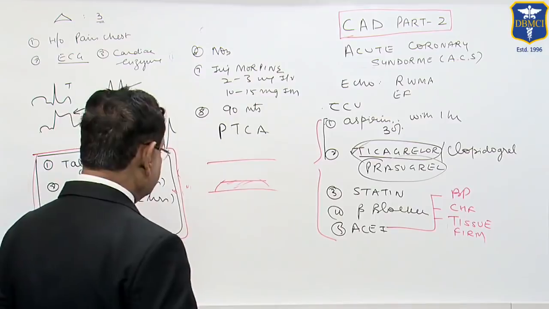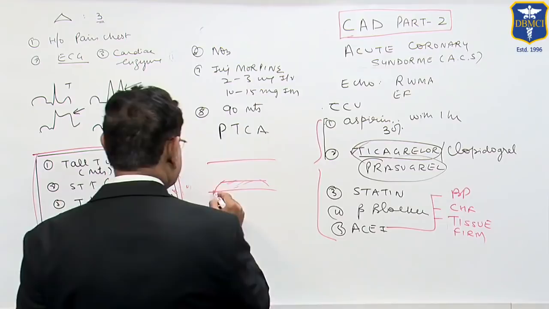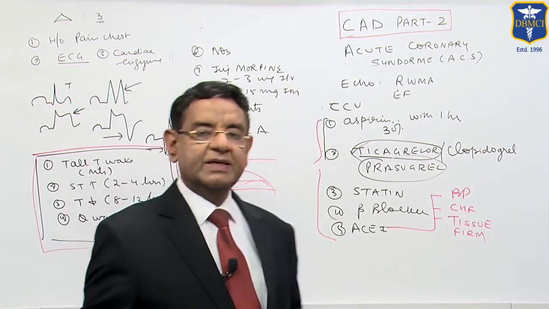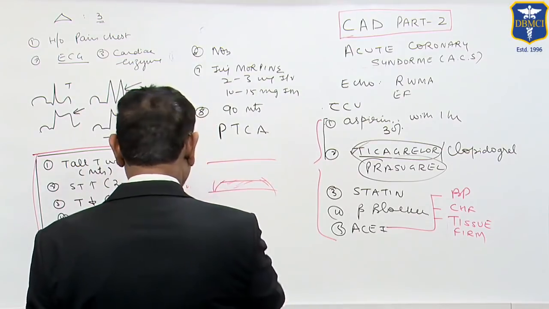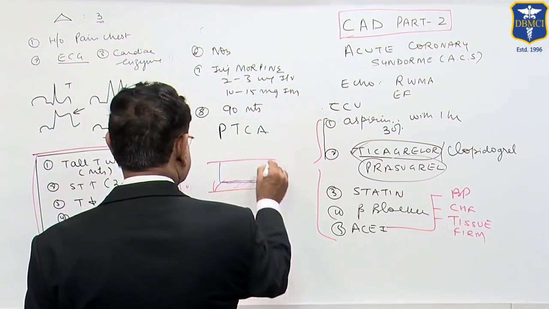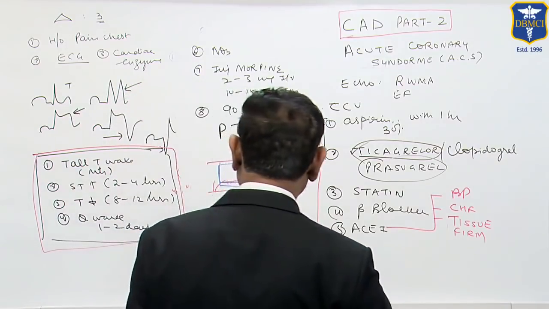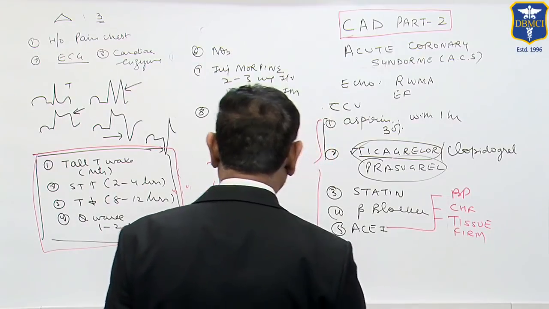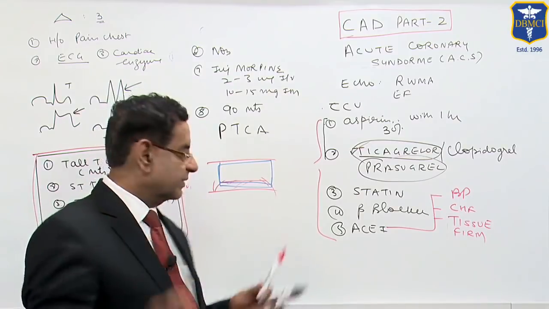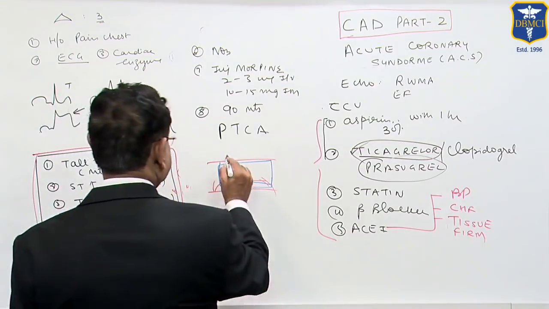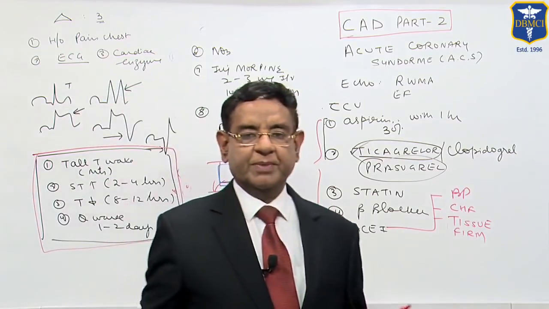At times what happens is you take out the wire and the plaque comes back again. In that scenario, you like to put a metallic tube, the so-called stent. You do a placing of the stent. It's a metallic tube, and this metallic tube will keep the vessel patent. Okay, so we call it a stent. This is again a method to keep it patent.